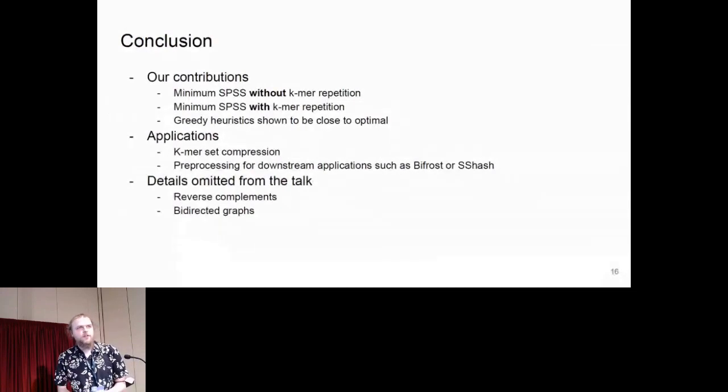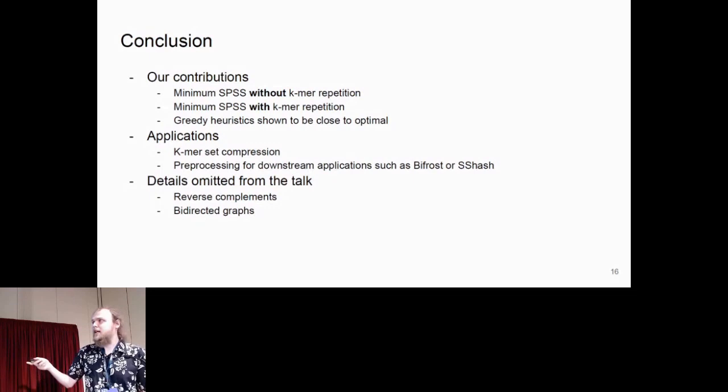Right, so that's the end of the talk. So our contributions is we have solved two problems. One is minimum SPSS without repeats, thought to be maybe NP hard, turned out not to be. And then this variant with k-mer repetitions, we can also solve in polynomial time. And in practice, we can use a matching solver to solve it fast in practice. We show that greedy heuristics are very good already, so you don't necessarily need the exact solution, at least in our data sets.